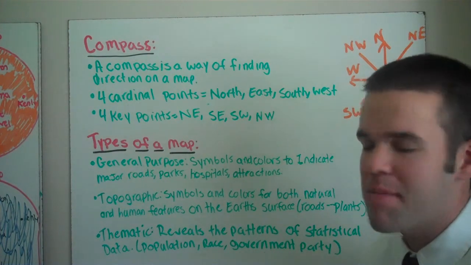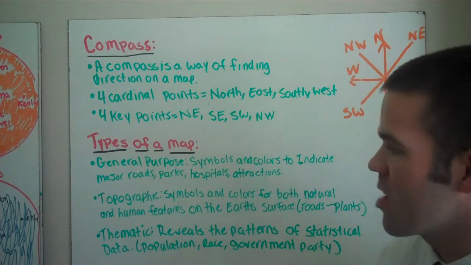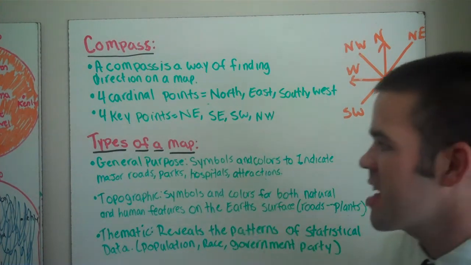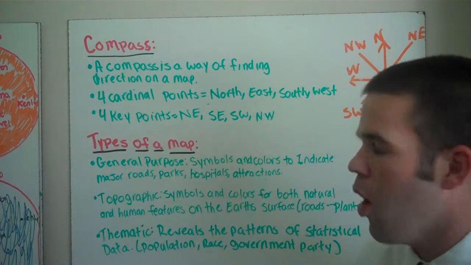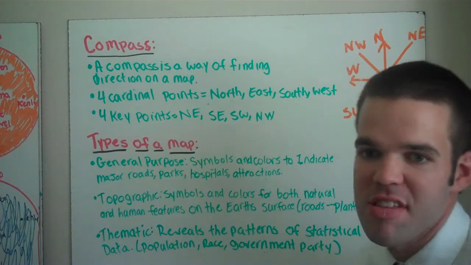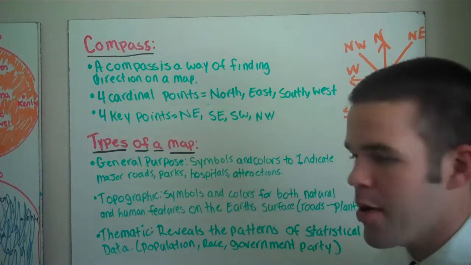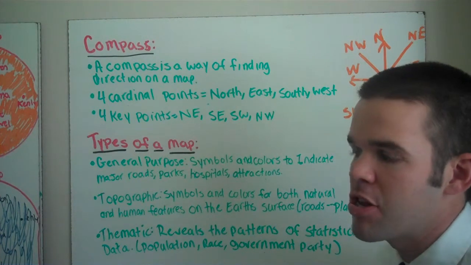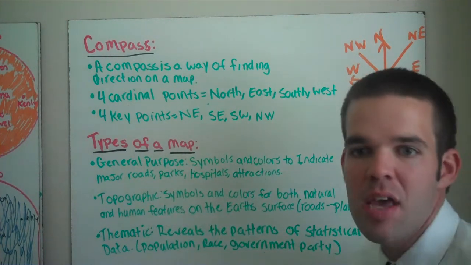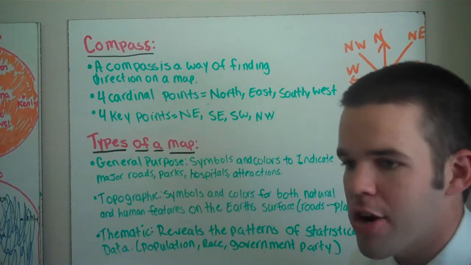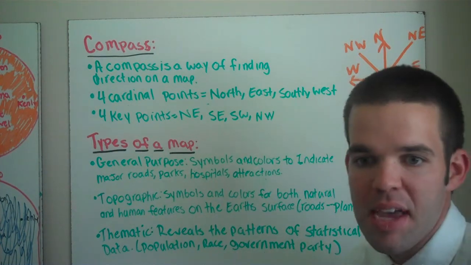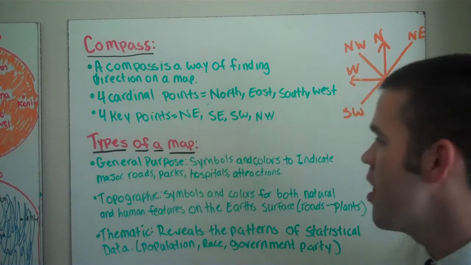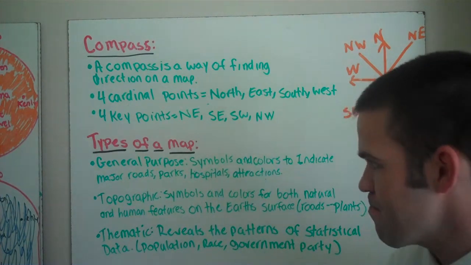There are three main types of maps that we're going to cover in class today. There's the general purpose map. The general purpose map includes symbols and colors to indicate major roads, parks, hospitals, and attractions. That would be any map for a county, a country. Let's say we're here in Johnston County and you give a tourist a general purpose map. It will basically tell them where Carolina Pottery is, where local shopping outlets are, where restaurants are, where local towns are. That is what a general purpose map is.